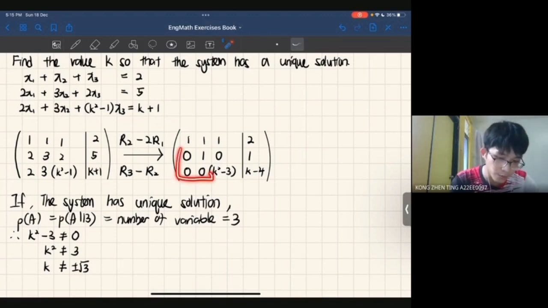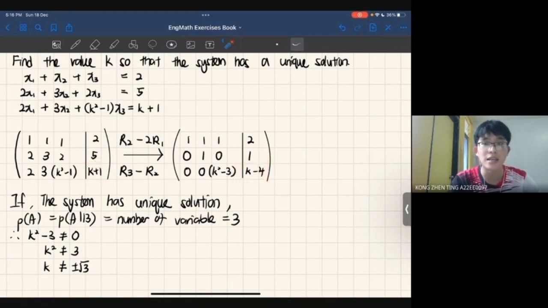So here we want this to become 0. The first operation is row 2 minus 2 times row 1 will become row 2. So we can see this 2 minus 2 times 1 will become 0. For another element inside this row, we do the same operation. Another operation is row 3 minus row 2. So 2 minus 2 will become 0, 3 minus 3 becomes 0, k squared minus 1 minus 2 will become k squared minus 3. And the last, k plus 1 minus 5 will become k minus 4.